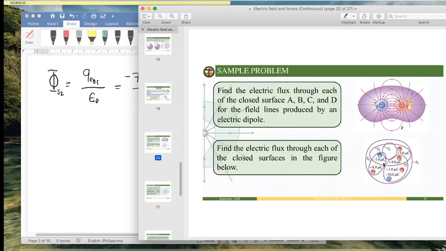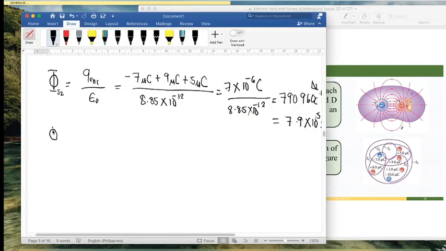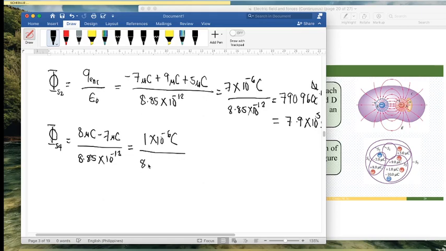Then how about for S4? S4 is we have 8 microcoulomb minus 7 microcoulomb is 1 microcoulomb. So we have the electric flux through S4 is 8 microcoulomb minus 7 microcoulomb divided by 8.85 times 10 to the negative 12. Then we have 1 times 10 to the negative 6 coulomb divided by 8.85 times 10 to the negative 12. So what we have here is equal to, how much is that?